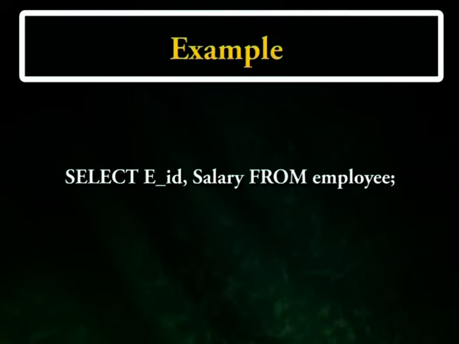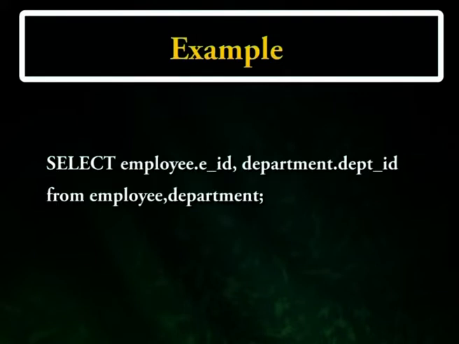Look at the example: select EID, salary from employee. Here, after the from keyword, the table name mentioned is employee. Thus, in this particular query, we are retrieving the data from only one table, employee. Look at another query. Select employee.employee_ID, department.department_ID from employee, department. In this query, the data is fetched from two tables, employee and department.